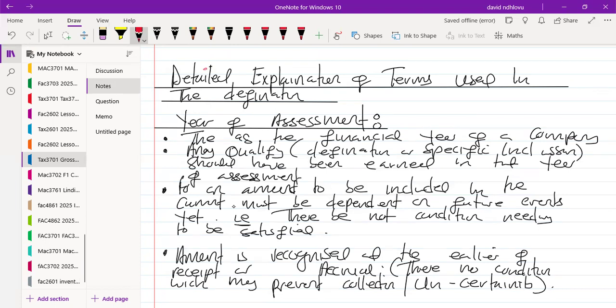Accrual is when you have delivered and you are unconditionally entitled to the amount, even though it's not going to be paid in the current year. So you have to be clear about year of assessment. It's not as easy as just saying financial year end. You have to look at the permutations.